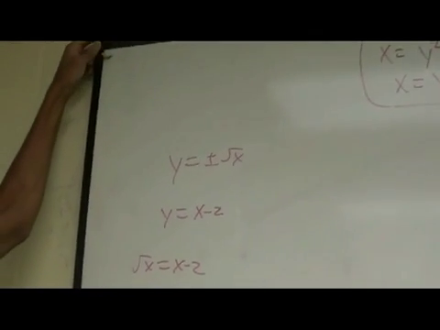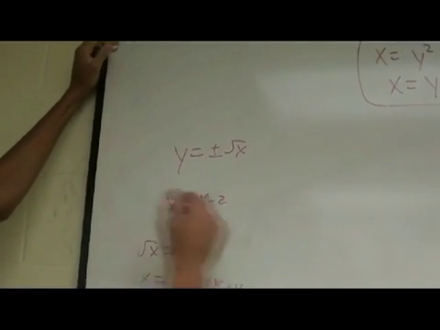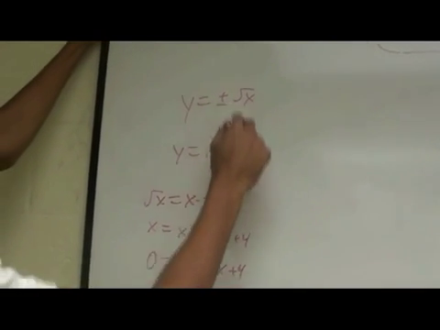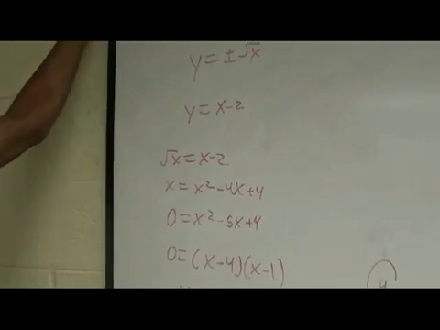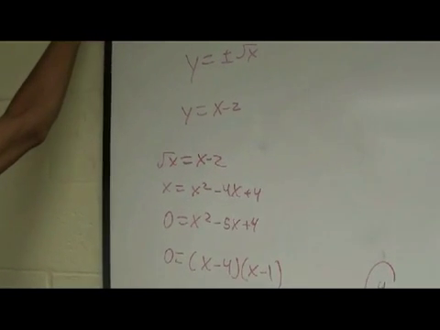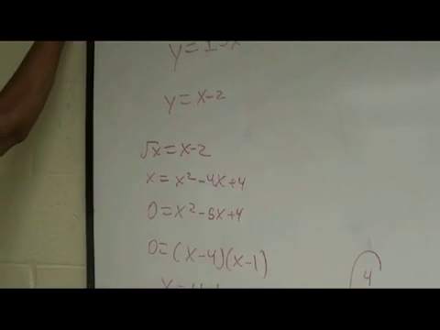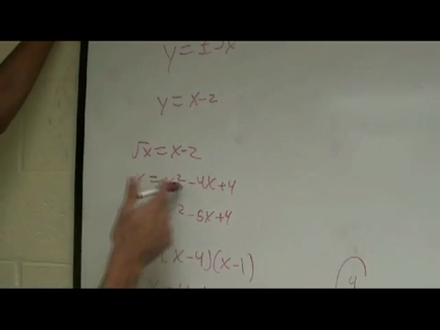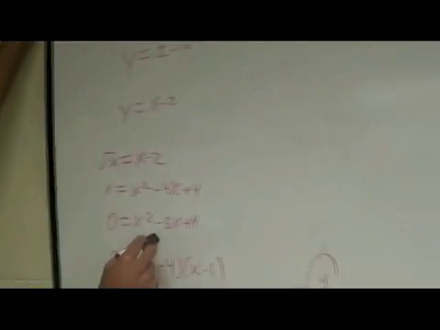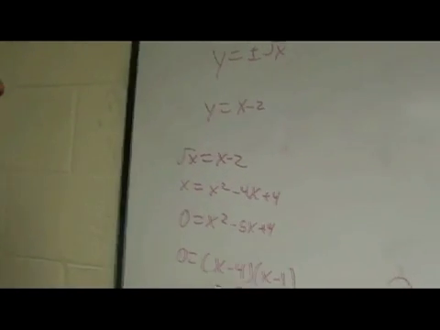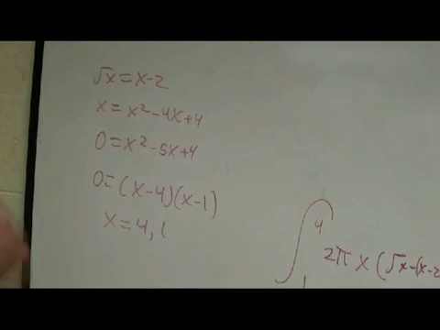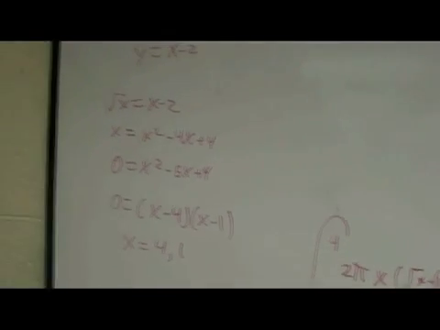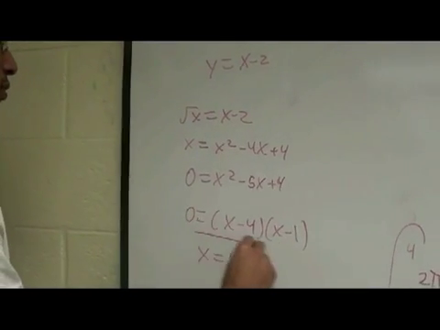So then we need to find a point of intersection between these two graphs. So we set root x equal to x minus 2. You can set root x or plus or minus root x. It doesn't matter because when you square both sides, you just get x equals x squared minus 4x plus 4. Move that over here. Factor it. Find your roots. So now x equals 4, x equals 1. Bam. So these are our points where the graphs intersect.